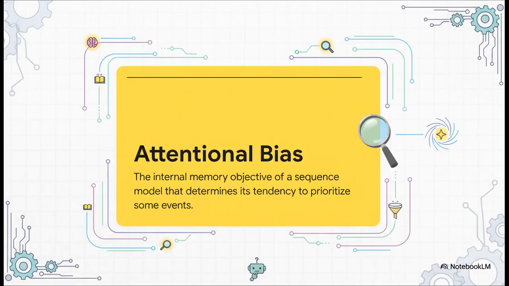And this brings us to a really crucial concept, attentional bias. Now, from a coder's perspective, just think of this as an internal loss function. It's a mini optimization problem that the memory is constantly solving at test time, not just during training. It's deciding, on the fly, what's important right now, what do I keep, what do I forget? It's a pretty powerful idea.